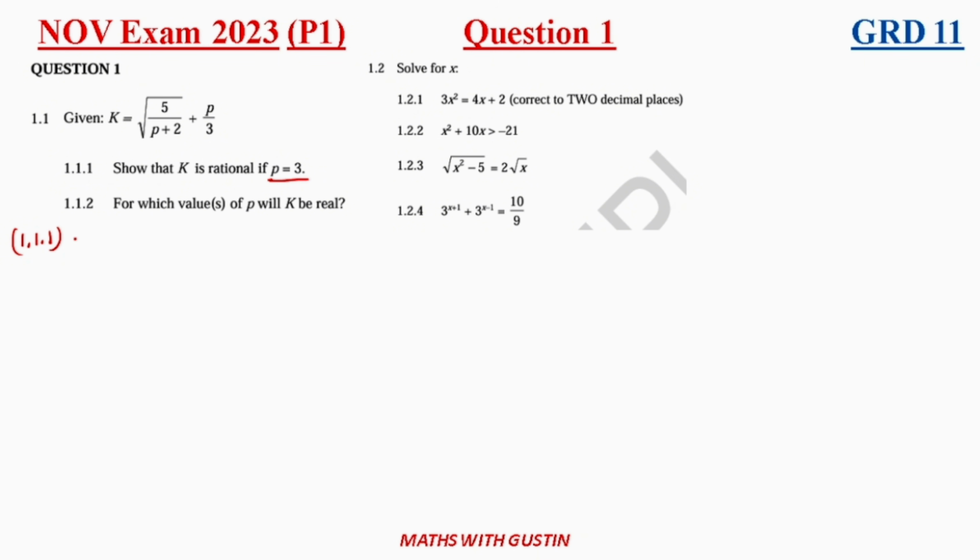Simple, straightforward. The only thing we need to do here is substitute p is equal to 3. So this is the square root of 5 over p plus 2, plus p over 3. Therefore, if p is equal to 3, we are going to have the square root of 5 over 5, which is 1, plus 3 over 3, which gives us 1, so 2. As you can see, 2 is a rational number, because a rational number is not irrational.